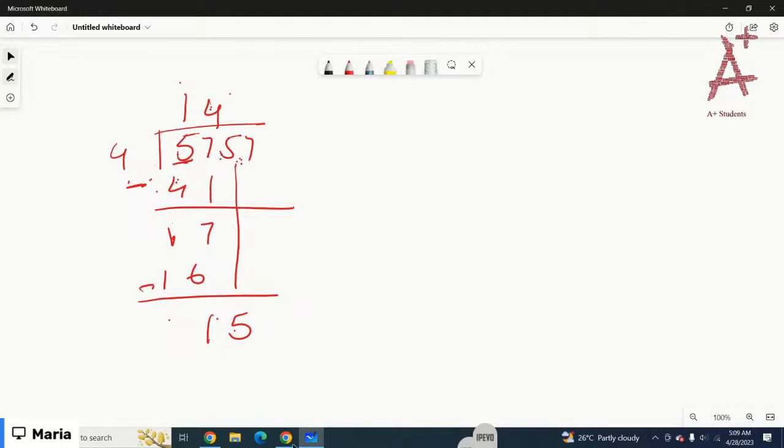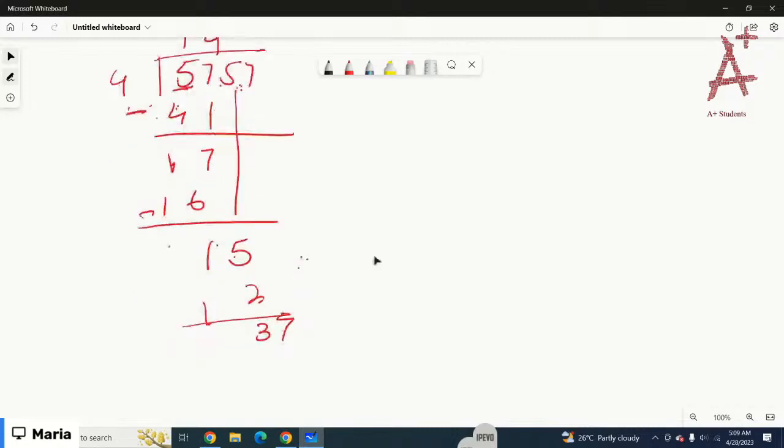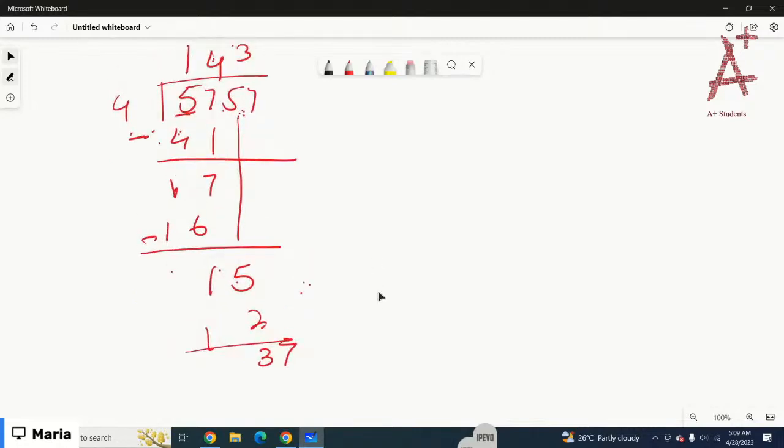You can go for 4 times 3 is 12. 5 take away 2 is 3. Now you can bring the next digit down. That would be 7. Now you have to count 4 until 37. So 4 times 9 is 36. So we can go for 4 times 9. That would be 36. So here you have 1. Just put a decimal point over here.